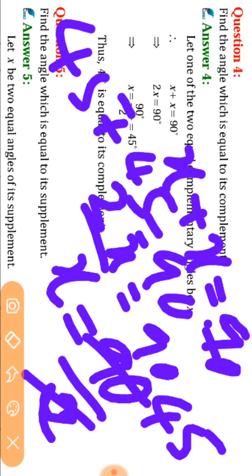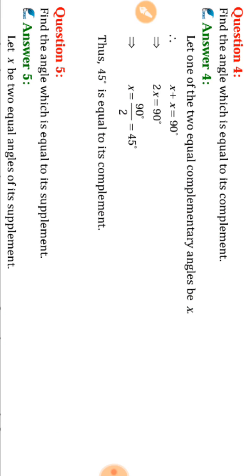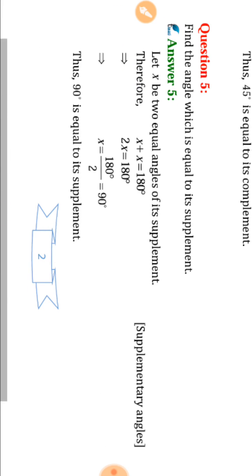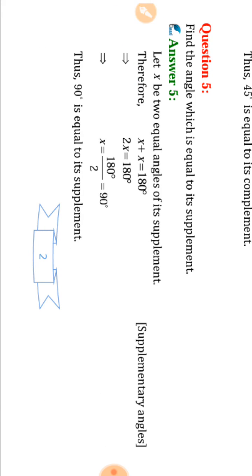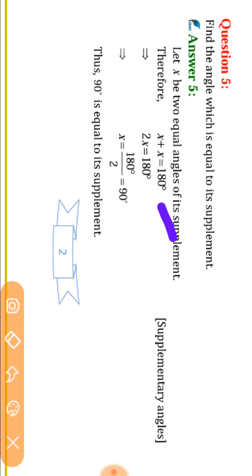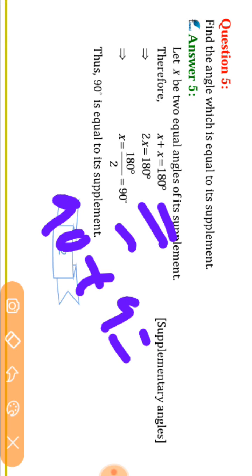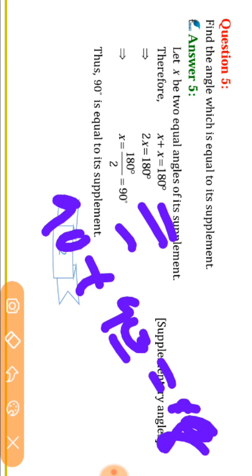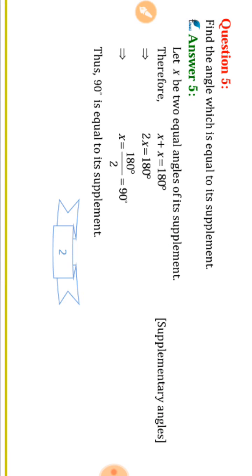So which angle is equal to its complement? 45 degrees. In the same way, which angle is equal to its supplement? Same process, but instead of 90 degrees, it is 180 degrees. So 2x is equal to 180, x gives 90. So both 90 plus 90 give 180. So what can you tell? Thus 90 is equal to its supplement.